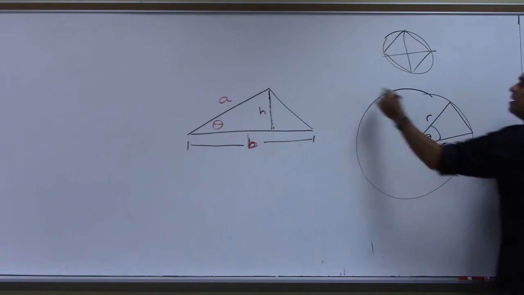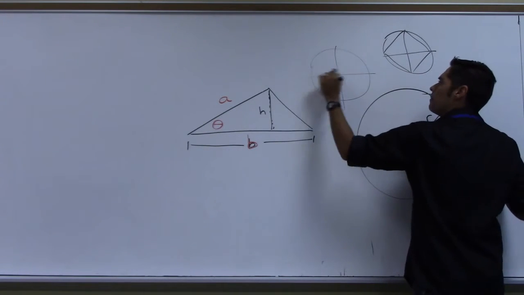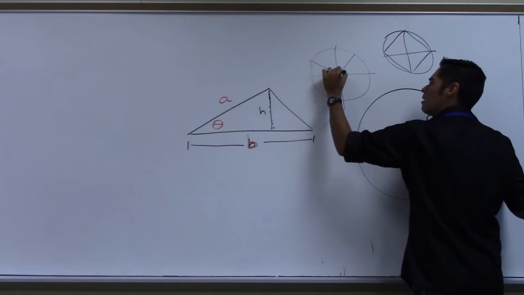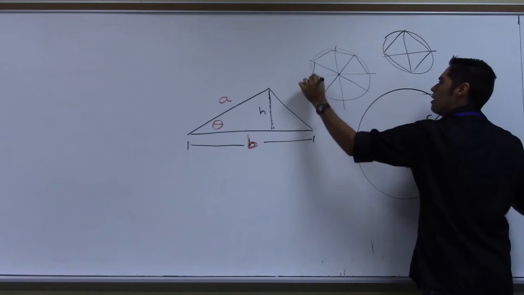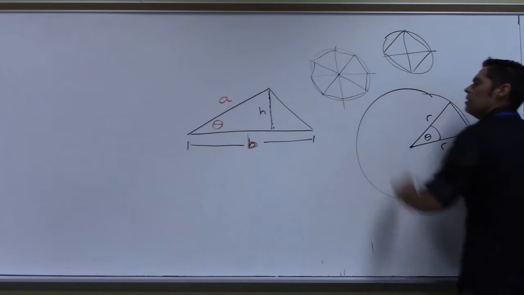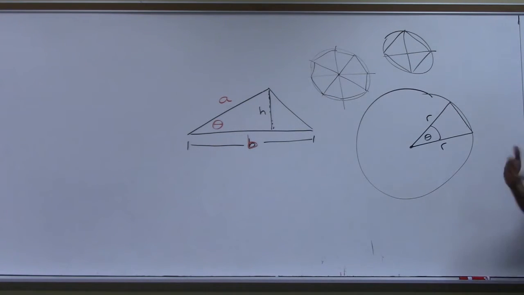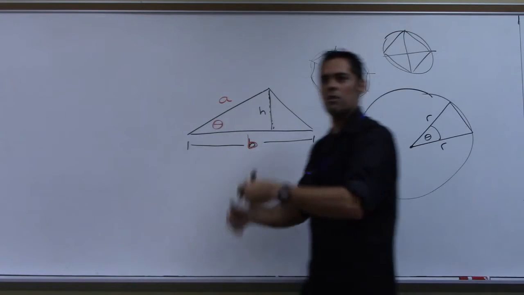If they decided to cut it into, let's say, 45, right? This would be 8 triangles. So that would be 45. So they could keep doing that over and over and over again, right?